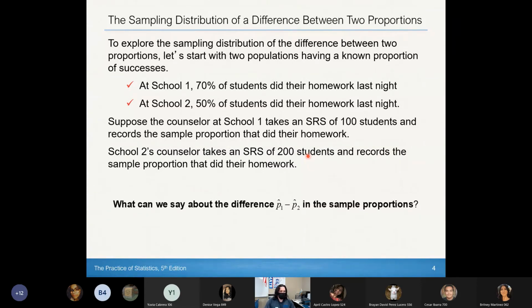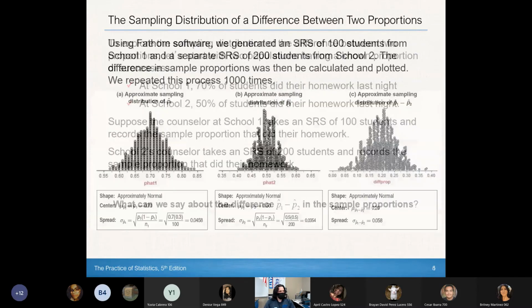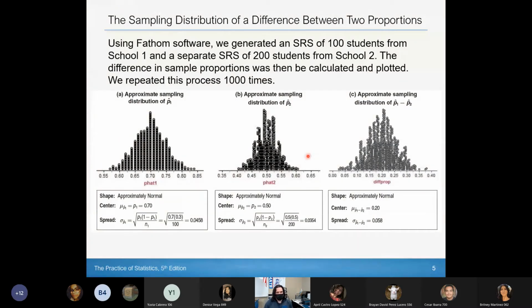What can we say about the difference P hat 1 minus P hat 2, the sample proportion from population 1 and the sample proportion from population 2? What's their difference? Right, using Fathom software, which is a statistical modeling software that we don't have access to, but the publishers do, we generated an SRS of 100 students from school 1 and a separate SRS of 200 students from school 2. The difference in sample proportions was then calculated and plotted. We repeated this process 1,000 times.